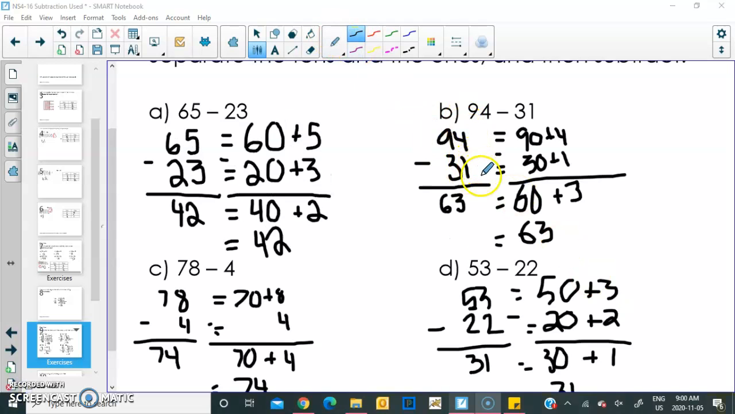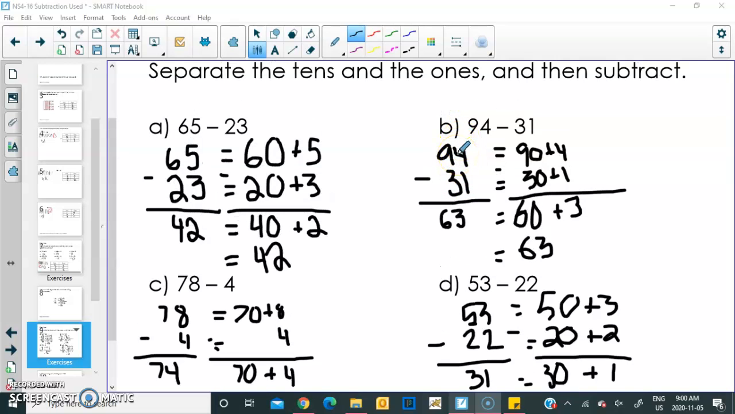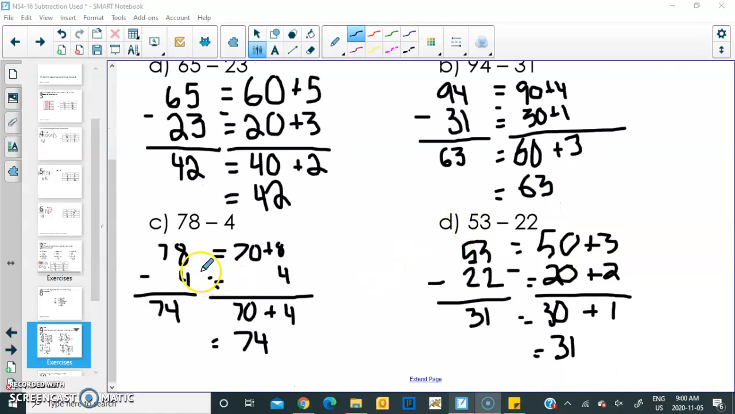So we are going to do B. We have 94 minus 31. If we are separating the tens and ones for 94, we have 9 tens, which equals 90, and we have 4 ones. And we're going to take away 3 tens, which equals 30, plus 1 one. Okay, so 4 minus 1 equals 3. 90 minus 30 equals 60. So then we add 60 and 3 together, which equals 63. Okay, I want you to pause the screen and check your answers for C and D.